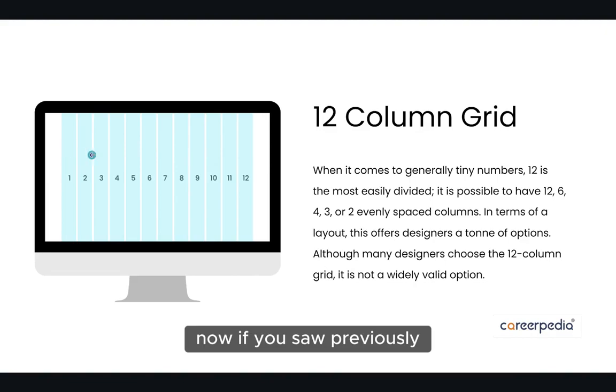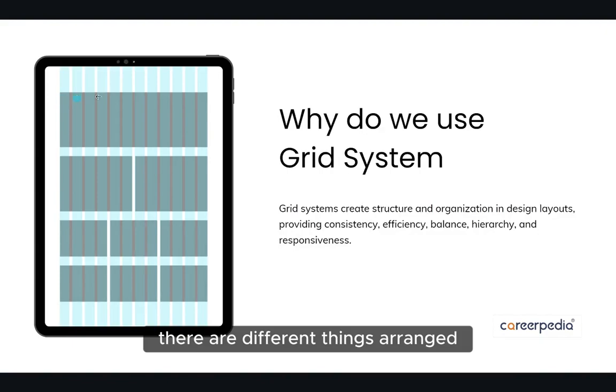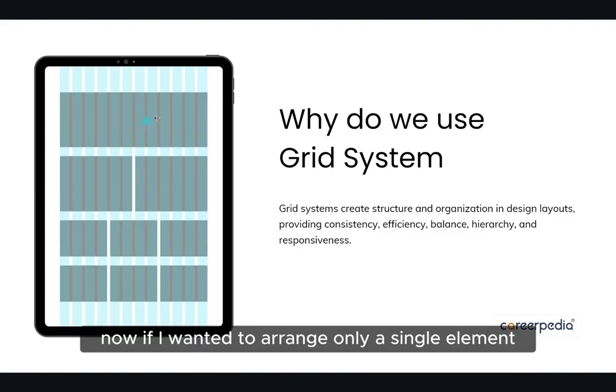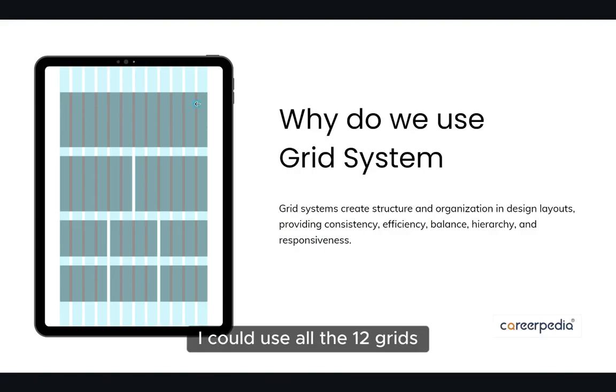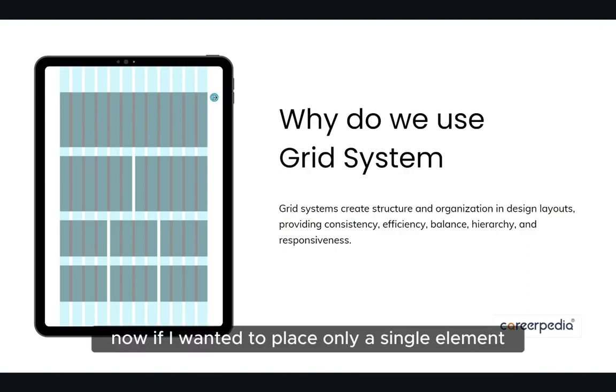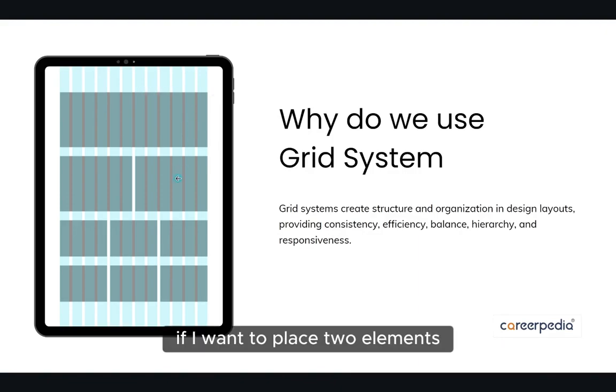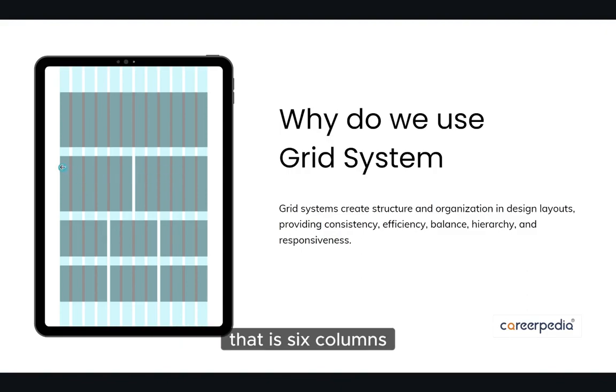Now, if you saw previously, there are different things arranged, different elements arranged. Now, if I wanted to arrange only a single element, I could use all the 12 columns. If I want to place two elements, I'm going to divide 12 by 2. That is 6 columns. So they're evenly placed.